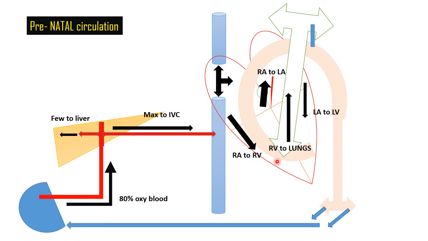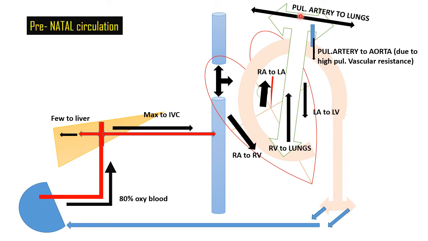From the right atrium and right ventricle, the mixture of oxygenated and deoxygenated blood is pumped into the lungs through the pulmonary artery. Here the pulmonary artery has high pulmonary vascular resistance, because we don't want a high amount of blood going to the lungs, as they are not functioning. We need only a little amount of blood, hence there is high pulmonary vascular resistance, so we supply only a minimal amount of blood.